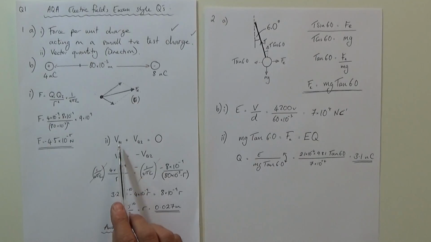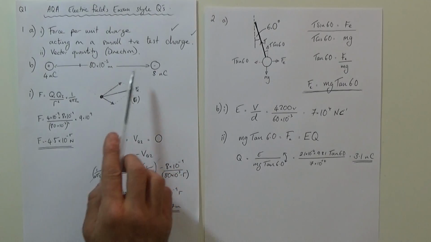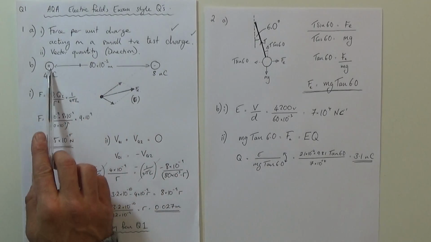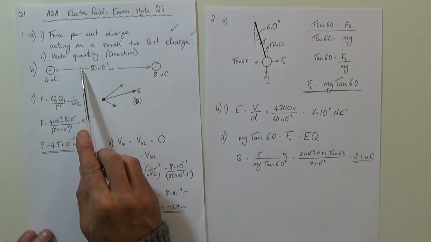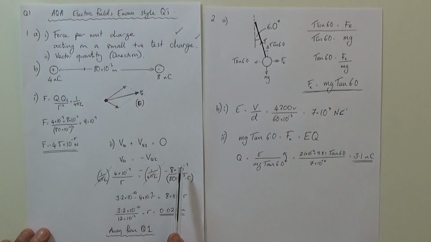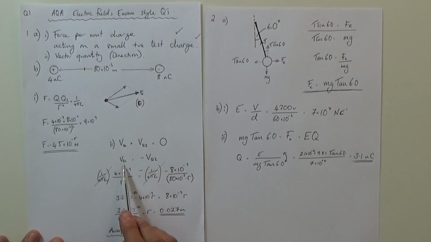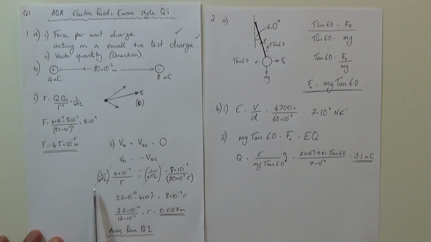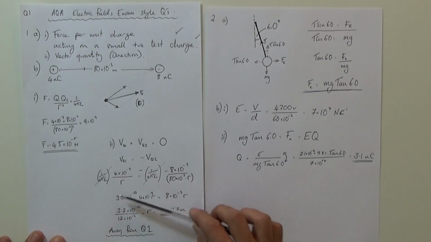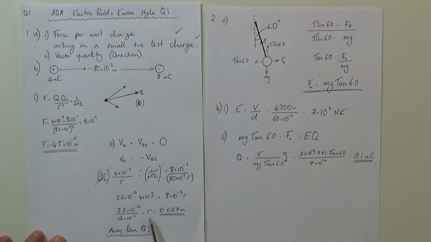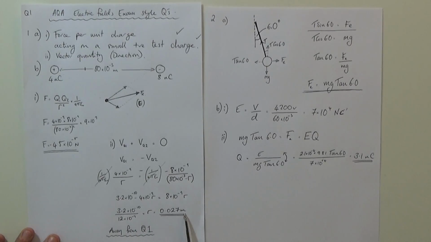So if we set this up, potential due to Q1 plus the potential due to Q2 is 0. This is somewhere along here. Logically, it's going to be closer to the smaller charge and further from the big charge, so roughly around here somewhere, who knows. And we can therefore say V of Q1 is equal to minus V of Q2, and then basically we put in our equation for electrical potential. Again, we have the 1 over 4 pi epsilon naught on both sides, so we can get rid of that and multiply across, and we end up coming out with R being 0.027 meters.